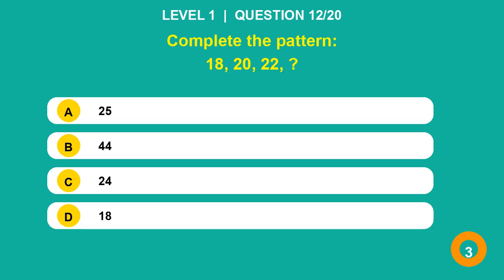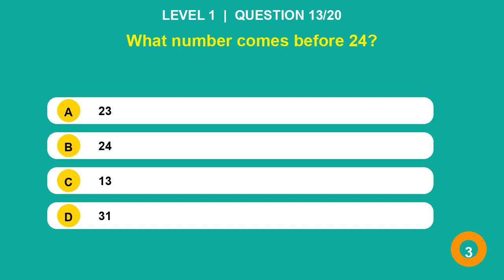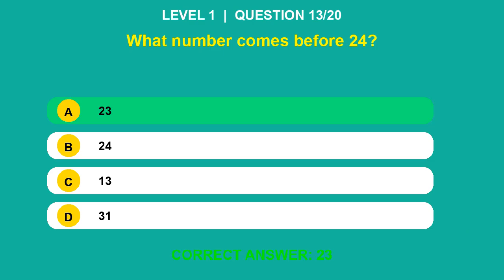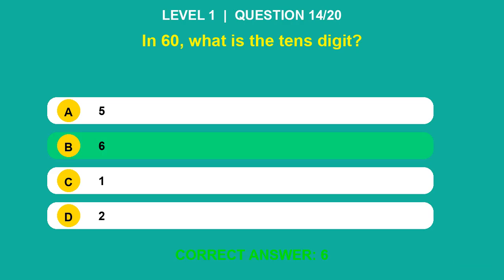Complete the pattern. 18, 20, 22? Answer is 24. What number comes before 24? Answer is 23. In 60, what is the tens digit? Answer is 6.